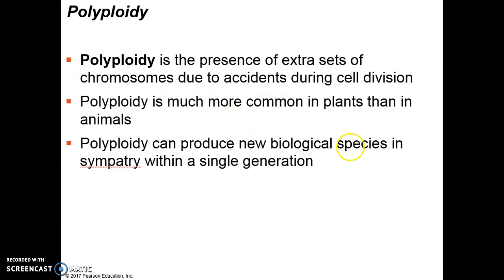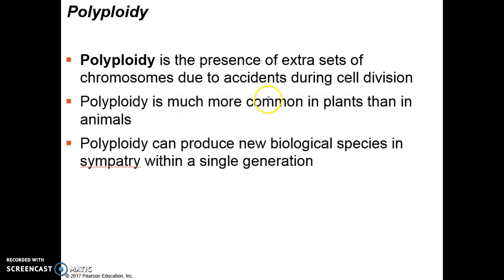We've seen polyploidy before. That's where we're going to double our entire set of chromosomes. Think about the difference between haploid and diploid. Well, now we're talking about diploid to tetraploid. So we're doubling our entire genome.